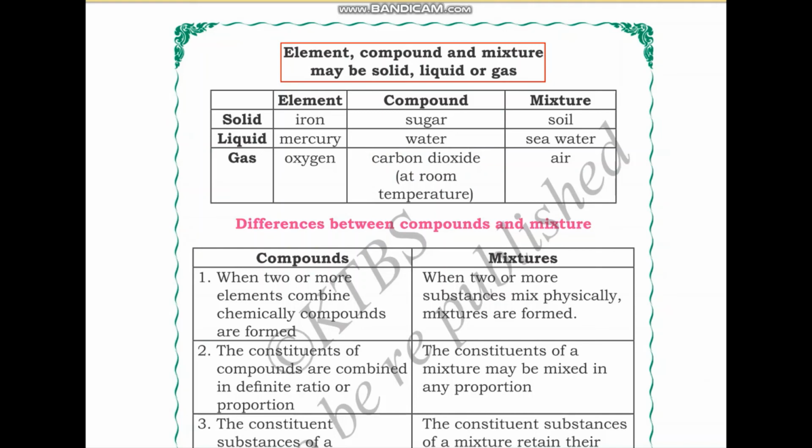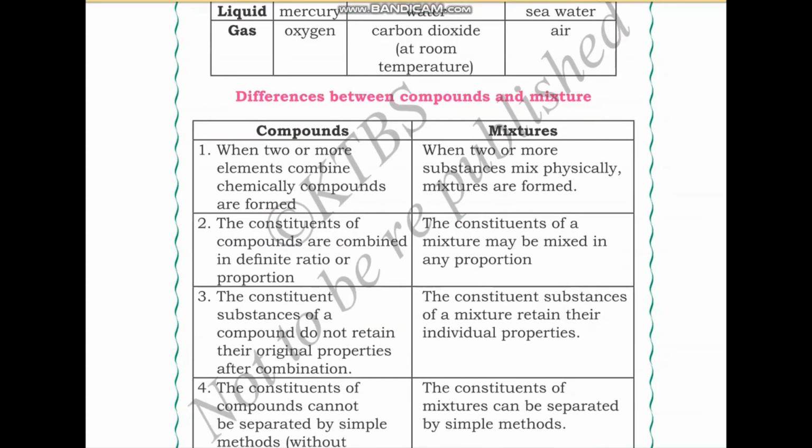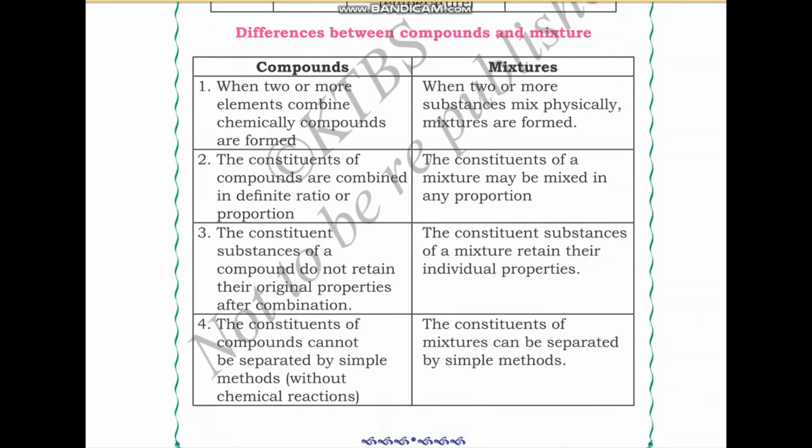Next, an example for solid mixture is soil, like we learned. An example of liquid mixture is seawater. Okay, so seawater is an example for liquid mixture. And an example for gaseous mixture is air. Okay, air is an example for gaseous mixture. Next, let us understand the differences between compounds and mixtures. So this is the difference between compounds and mixtures.